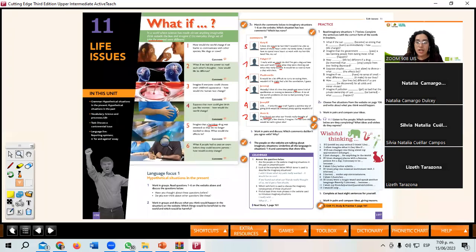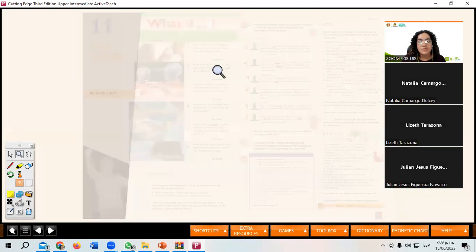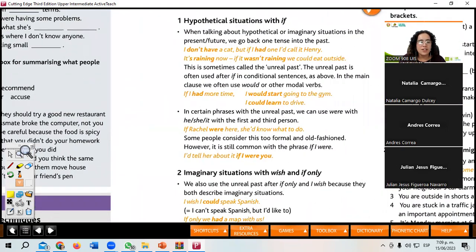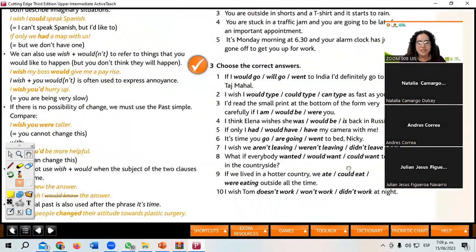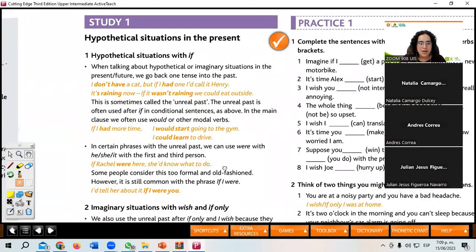But are we talking about the past? Really? Or what are we talking about? A hypothetical situation. An imaginary situation in the future. These are imaginary situations or hypothetical situations, can be in the present or in the future, okay? So this is what we're going to focus on today, guys. In page 161, we have our summary, okay?